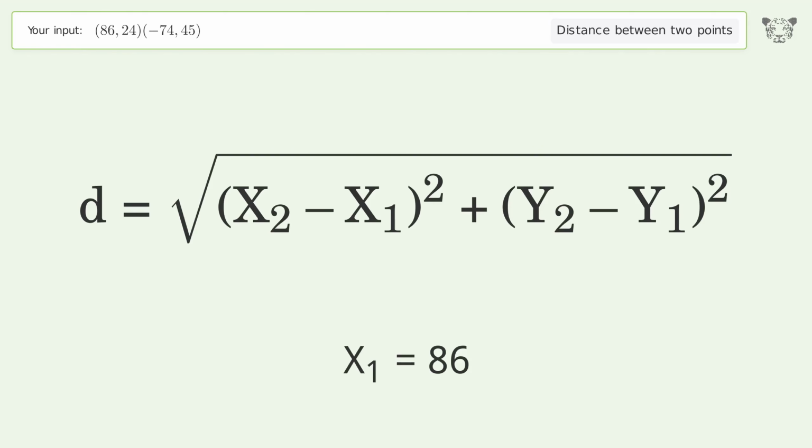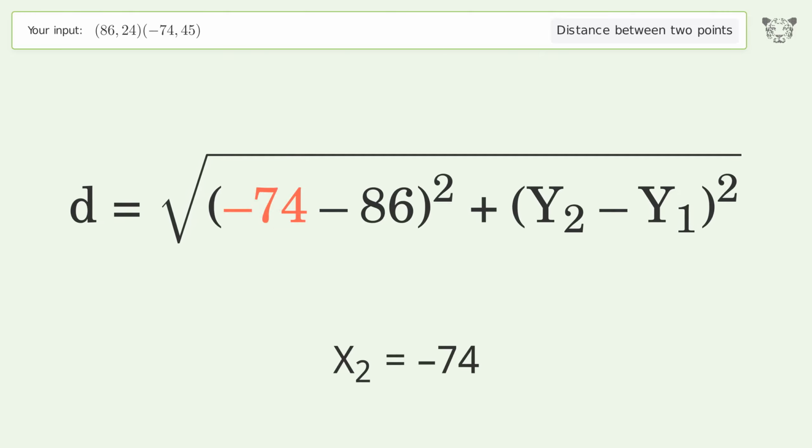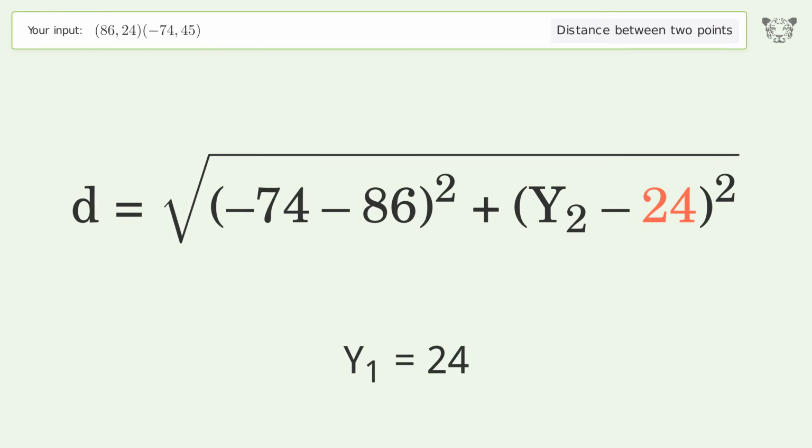x1 equals 86. x2 equals negative 74. y1 equals 24. y2 equals 45.